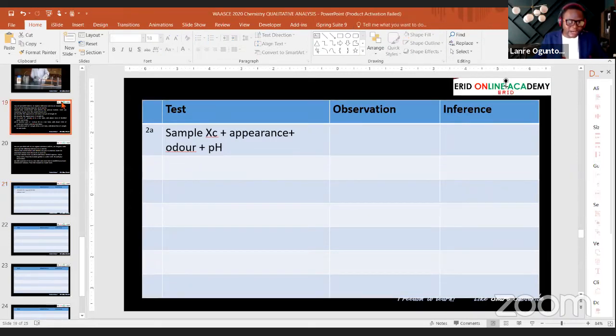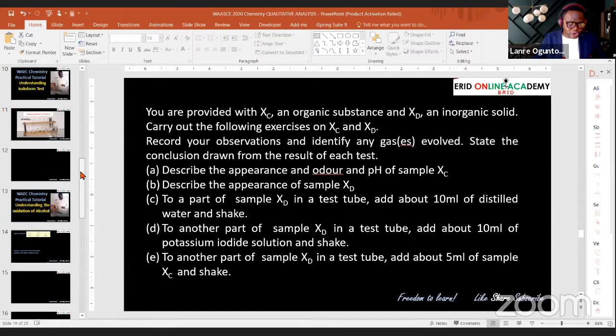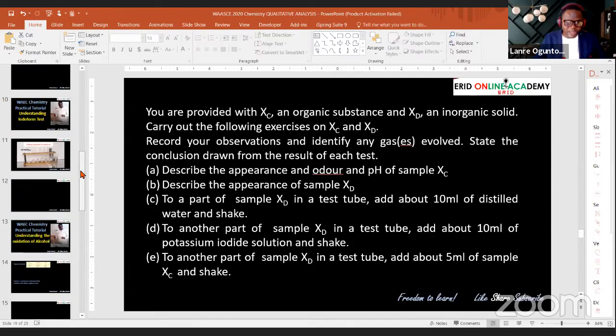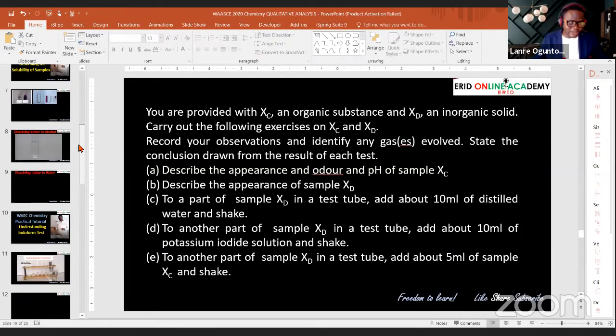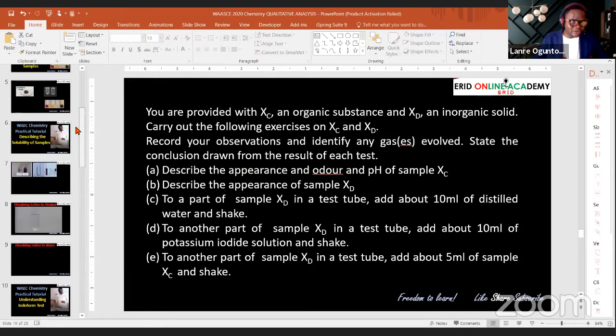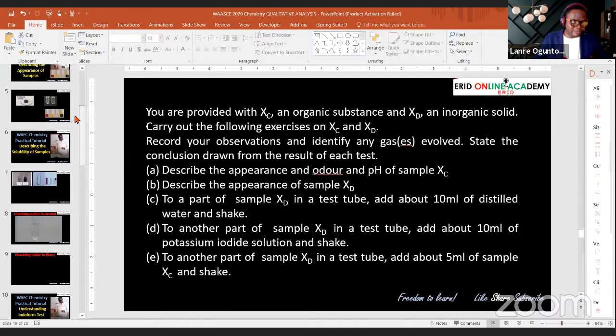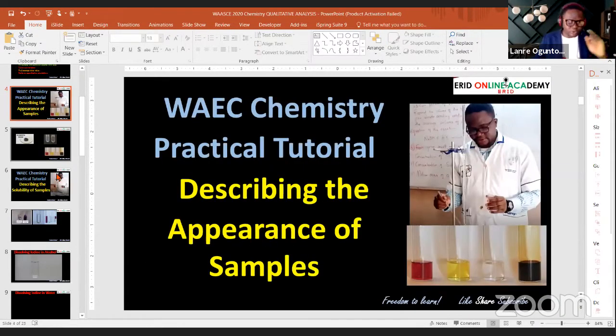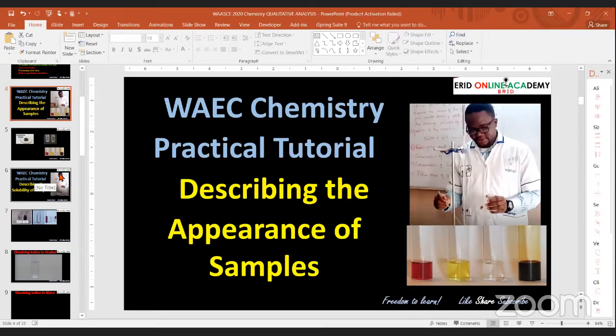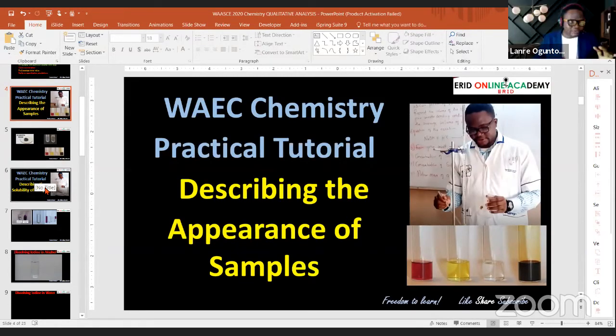Now I will just show you how sample X, or sample C, will look like, so that you now tell me the appearance of the sample. Okay, good. So what we are doing now is we are describing the what? The appearance, right? We are describing the appearance of the samples.